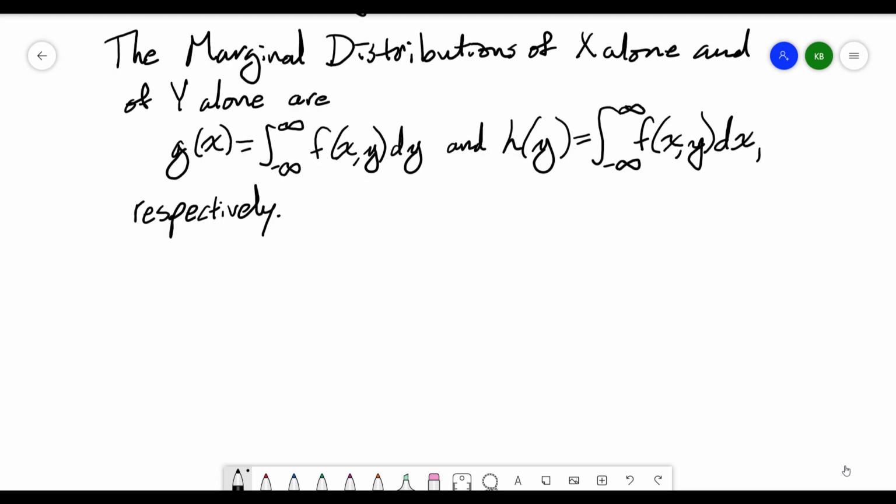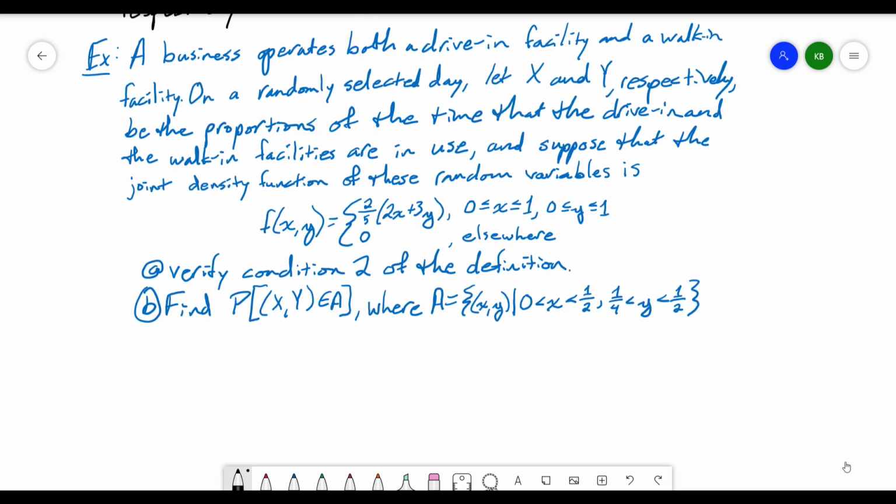And just like we could in the discrete case, when we're dealing with a joint probability distribution, we can look at the marginal distributions for x alone and of y alone. So g of x, being the integral over my joint density function with respect to y, is going to be the marginal distribution of x alone, and h of y, being the integral over my joint density function with respect to x, is going to be my marginal distribution of y alone. Let's take a look at an example.